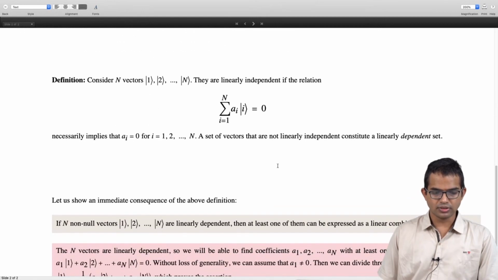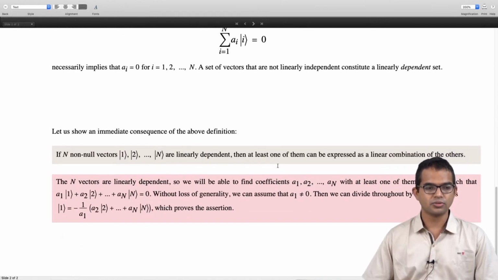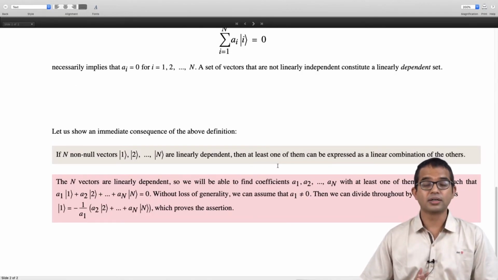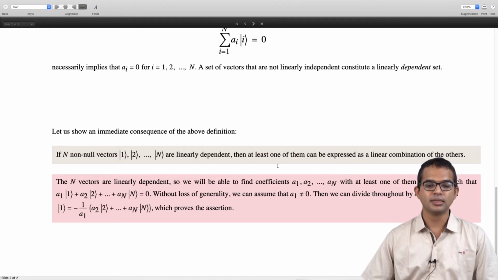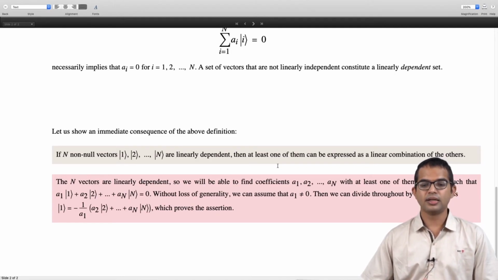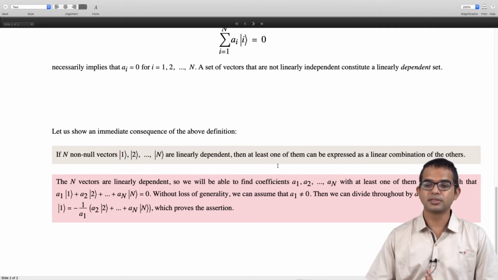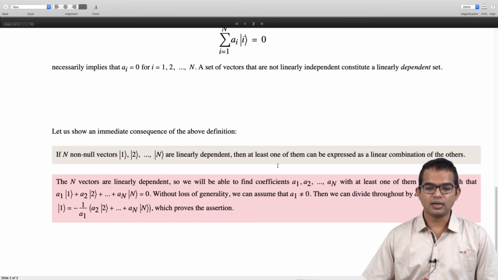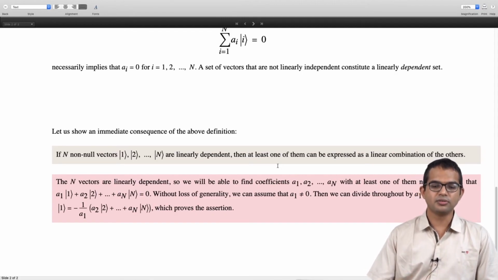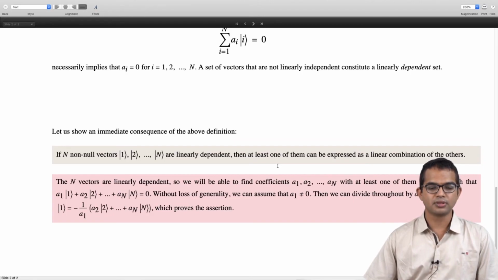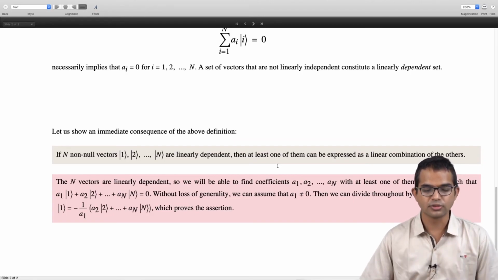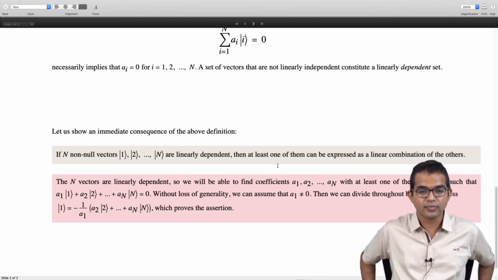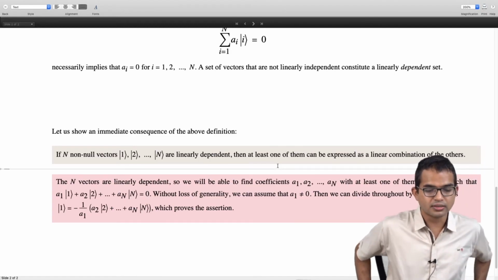Now, there is an immediate consequence of this, which I will show, and then we will stop with this lecture. So if there are n non-null vectors, 1, 2, 3, so on, all the way up to n, and if they are linearly dependent, then at least one of them can be expressed as a linear combination of the others, right? It's not a surprise once you have seen the argument, but look at the way one develops the argument systematically. It is for that purpose that this is instructive, right? So we go back to the definition of linear dependence, right? So these vectors are linearly dependent.